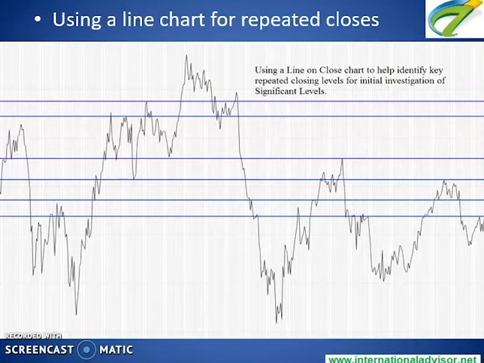We can also find these levels for confirmation on the line chart, if that line chart is based on closing prices. If we can see repeating closing prices, the more touches we have on closing prices, the more it represents that this is really a significant one, and you will see the impact in future whenever price comes to any of these levels.